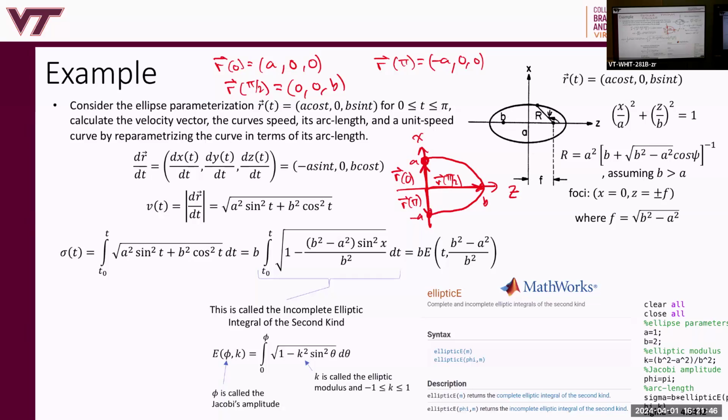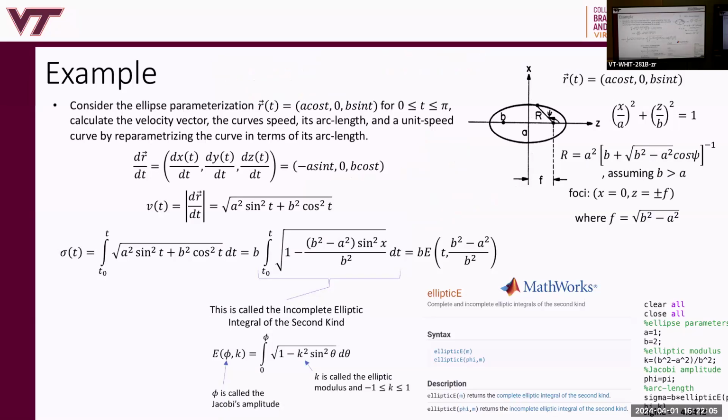Okay, so now let's calculate the tangent vector at any given point. Say at this point, what is the tangent vector here? The tangent vector is going to be dr dt, so we have to differentiate this parameterization. And we end up with negative a sine of t, 0, b cosine of t, right?